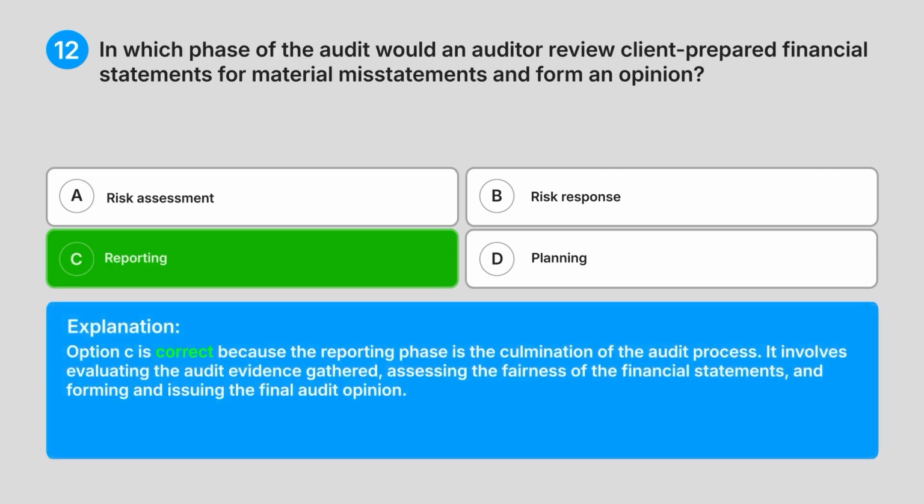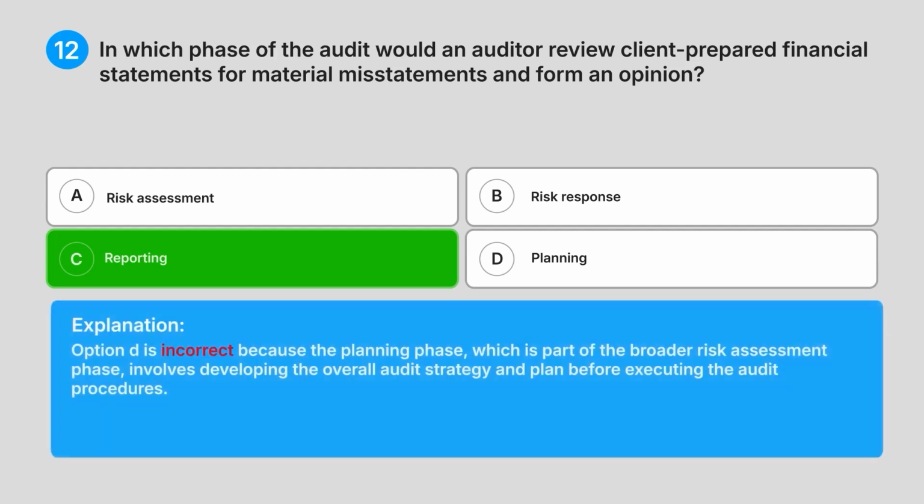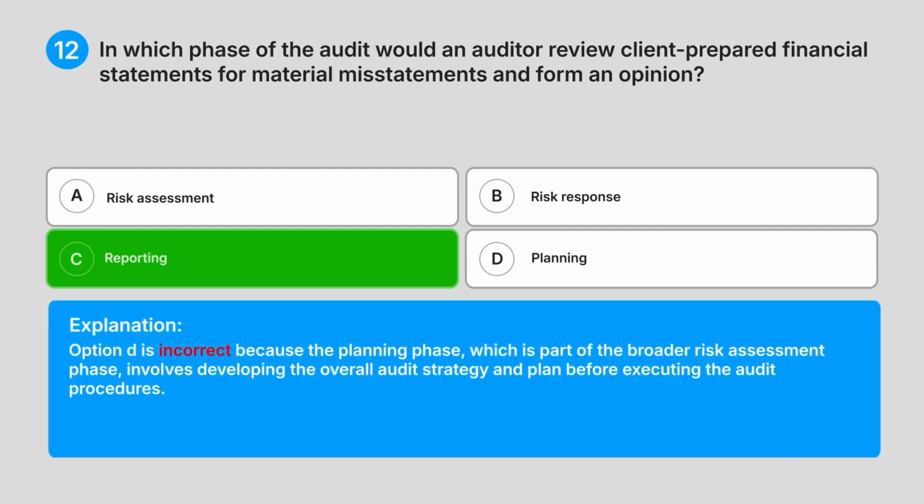Explanation. Option C is correct because the reporting phase is the culmination of the audit process. It involves evaluating the audit evidence gathered, assessing the fairness of the financial statements, and forming and issuing the final audit opinion. Option A is incorrect because the risk assessment phase involves understanding the entity and identifying risks, which happens at the beginning of the audit. Option B is incorrect because the risk response phase is where the auditor performs tests of controls and substantive procedures to gather evidence. Option D is incorrect because the planning phase, which is part of the broader risk assessment phase, involves developing the overall audit strategy and plan before executing the audit procedures.